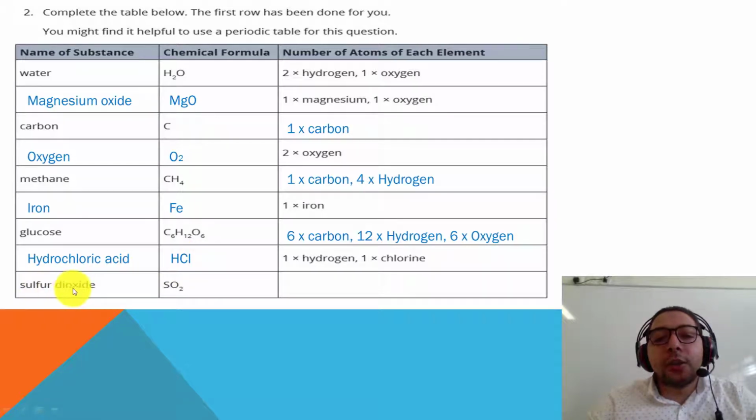Then we have sulfur dioxide. Sulfur dioxide consists of SO2. So how many atoms for sulfur? Nothing written next to it, so we give it a 1. Perfect. Oxygen has 2, so we're going to write it 2 oxygens and 1 sulfur.